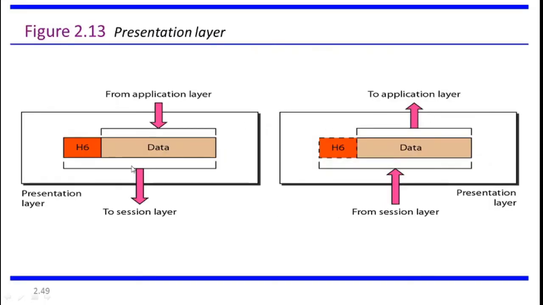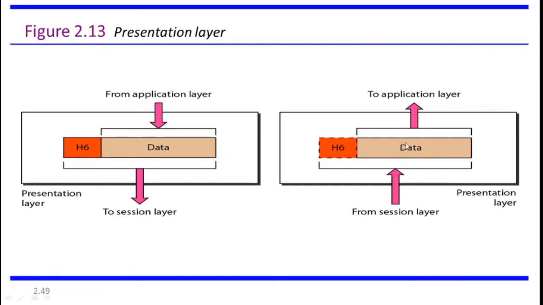And at the presentation layer, the data from the application layer is received, and it is either compressed, encrypted or converted into presentable format, and then the details of that are added in the header, and that is sent to the session layer for communication, further processing. And at the receiver side, the opposite of that happens.